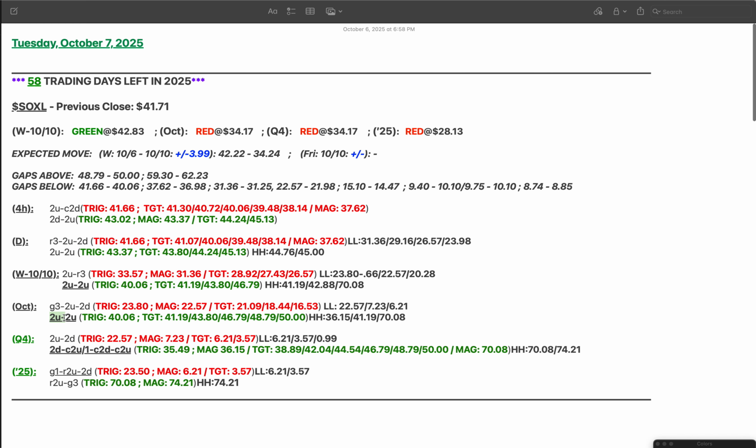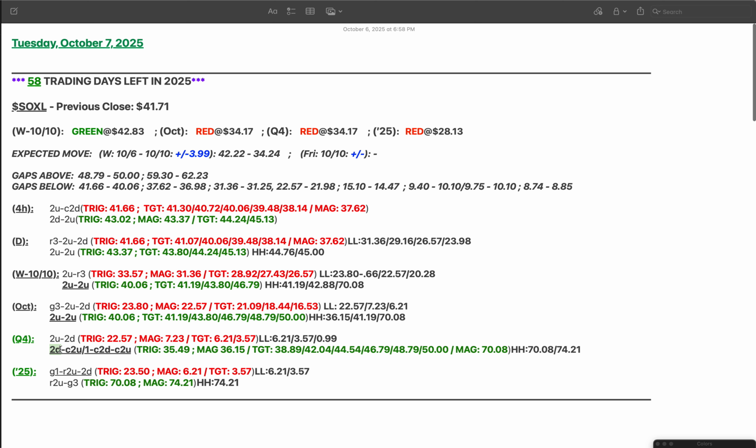October, we talked about this multiple times. We've already looked at the chart multiple times. We went two up, triggering at 40.06. 41.19 as the target, 43.80 as the extended target, and 46.79. I brought on these other two extended targets as well, 48.79 and 50. Since we've moved so much this week, we go ahead and add those extended targets on.